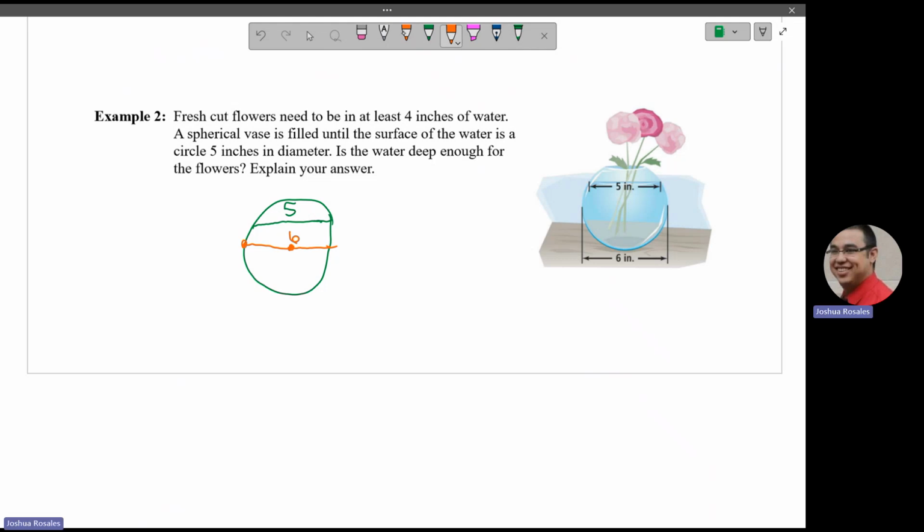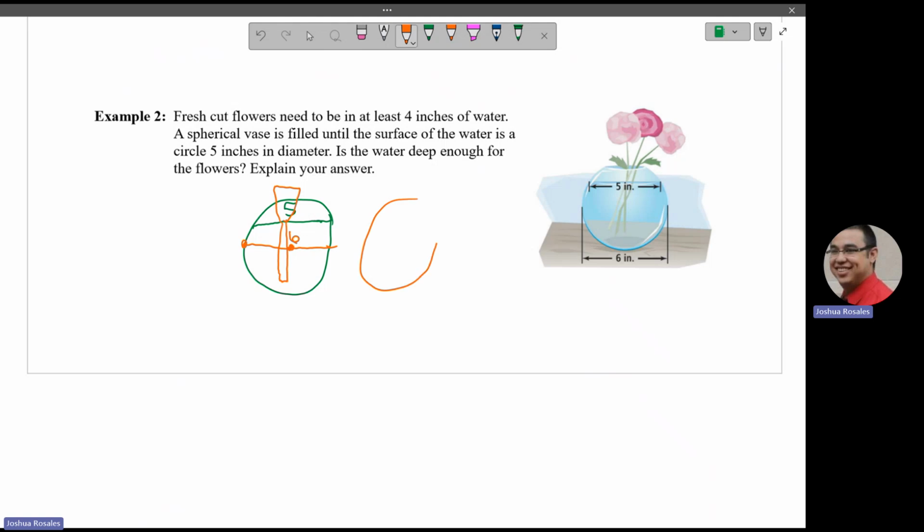Now they're saying stick a rose in the water, stick a flower in the water. I'm not an artist, but there's my little rose. And it needs to be in at least 4 inches of water. Okay, 4 inches of water.